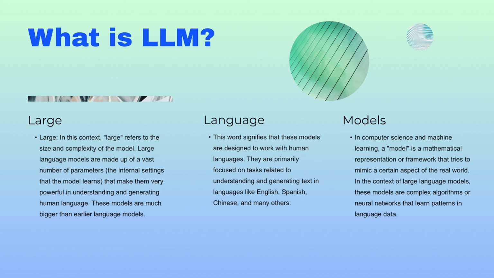LLM is the full form of large language models. You can bisect it into large and language models. Large refers to the size and complexity of the model. Large language models are made up of a vast number of parameters, the internal settings the model learns, that make them very powerful in understanding and generating human language. These models are much bigger than earlier language models. So large is basically in terms of size and complexity of the model.